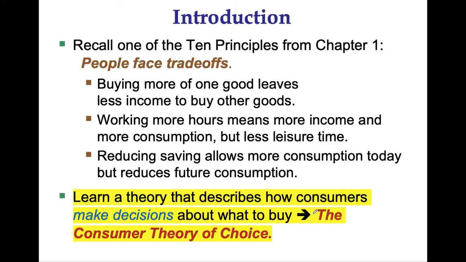So in this chapter we will learn the theory that describes how consumers make decisions about what to buy. This theory is called the consumer theory of choice. So let's first start with the first important element in this theory, which is the budget constraint. By the budget constraint, we mean the financial limitation any consumer faces.